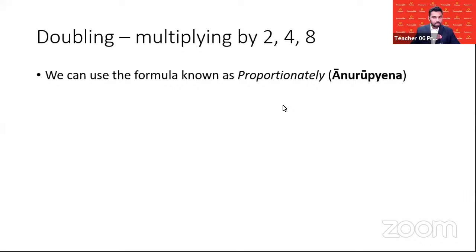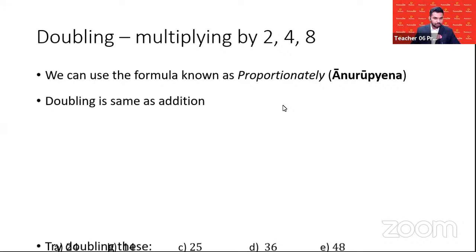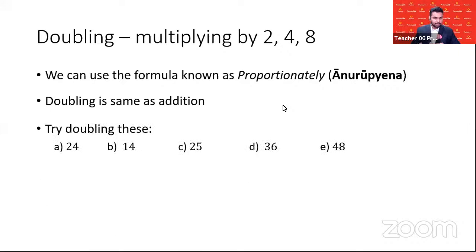The term in Sanskrit is anurupyena. So according to the split, or according to the operation that you do in each split, you will get the answer in proportion. So doubling can be seen as addition with the same number. These are all facts. Now let us go to some practicum.